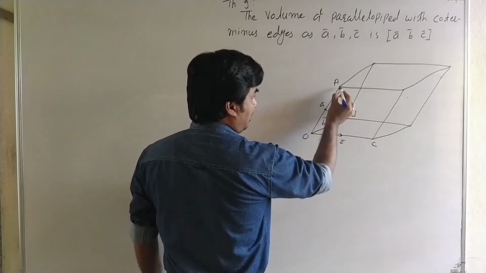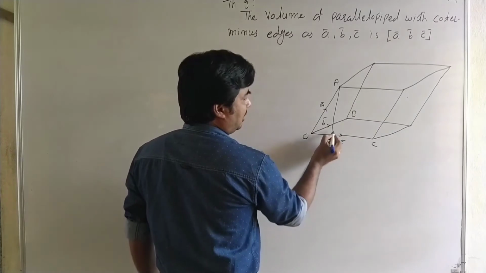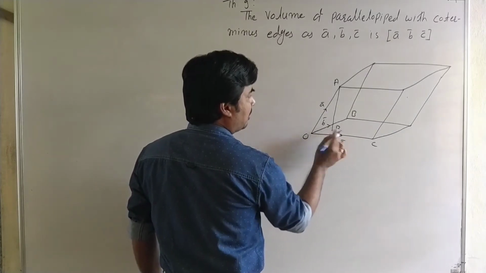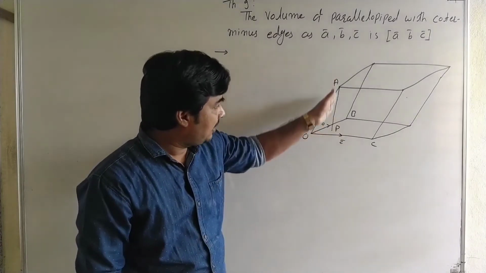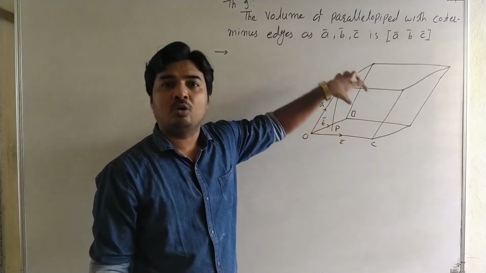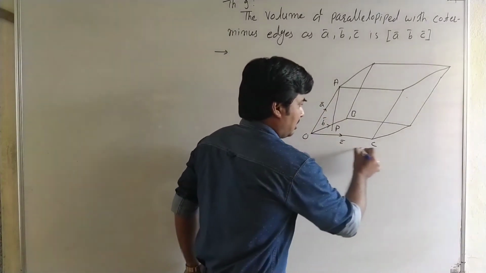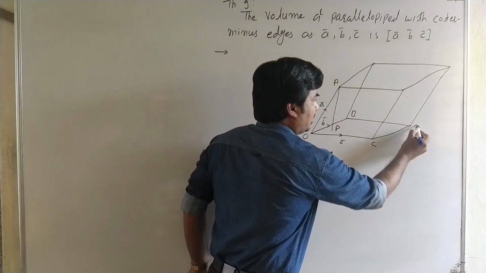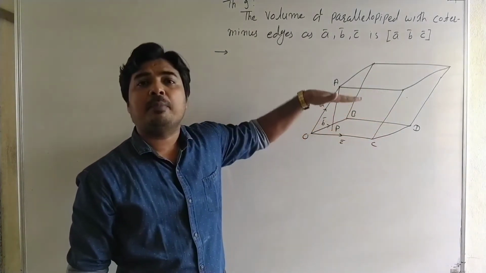Here we draw a perpendicular to the base. It is AP, perpendicular to the base, that means the plane of b bar and c bar. AP is the height of the parallelepiped, and the base is a parallelogram, which we can write as OCDB.